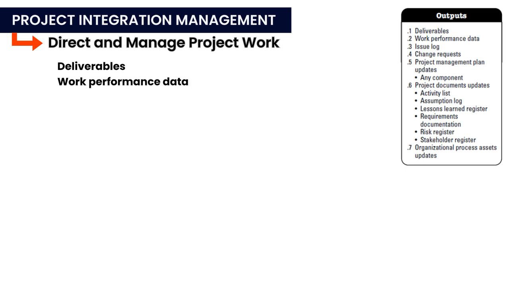Work performance data. Work performance data refers to raw, unprocessed information about the work completed. It indicates the status of tasks but lacks analysis or context, making it less useful on its own. Typically, work performance data is an output of executing processes. For example, a software developer might report work performance data as completing a module with 500 lines of code over 3 days at a cost of $2,000.